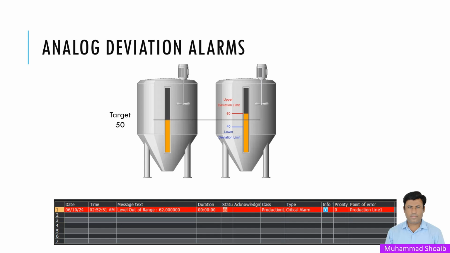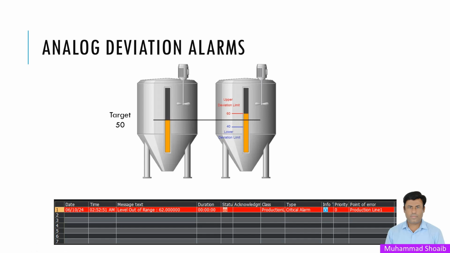So for example, in this tutorial, you can see we specify the set point as 50 meters. Here the margin is plus minus 10 meters. So the upper deviation limit in that case is 60 and the lower deviation limit is 40.